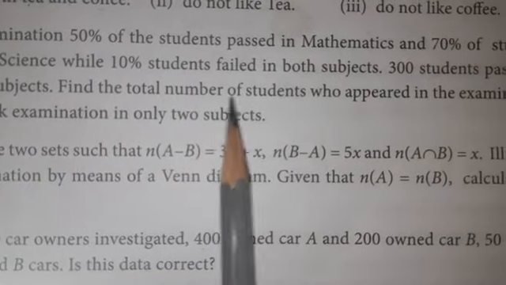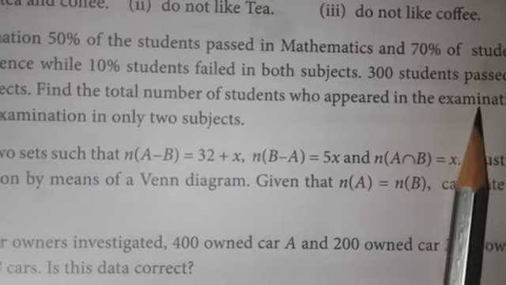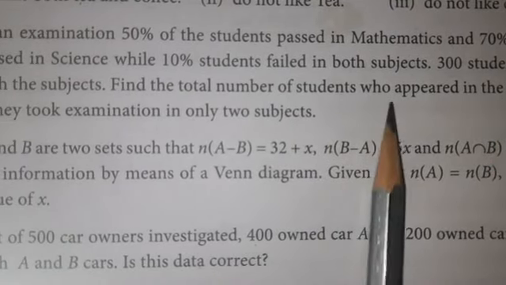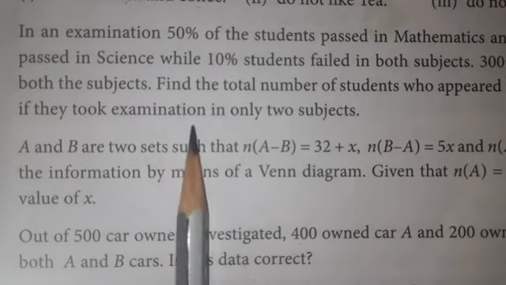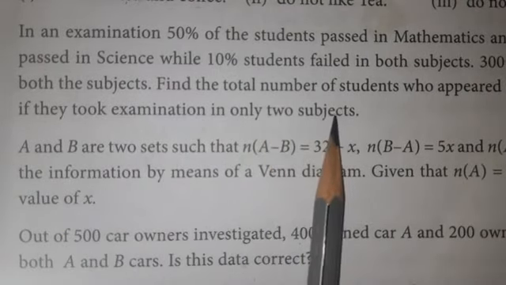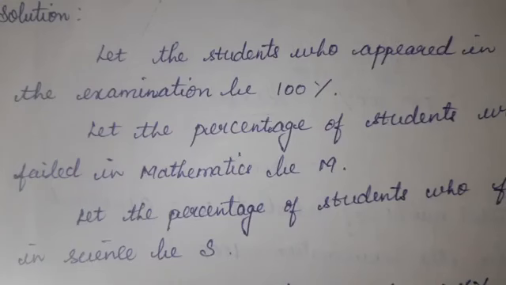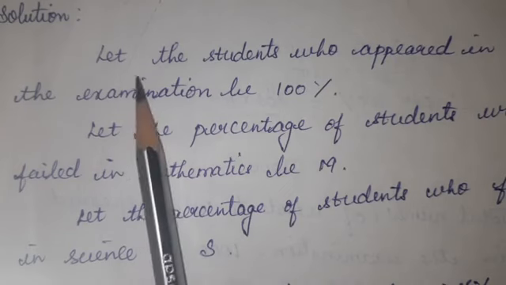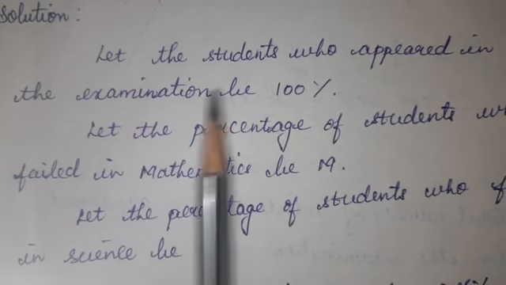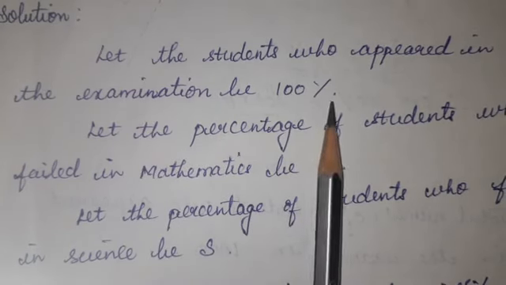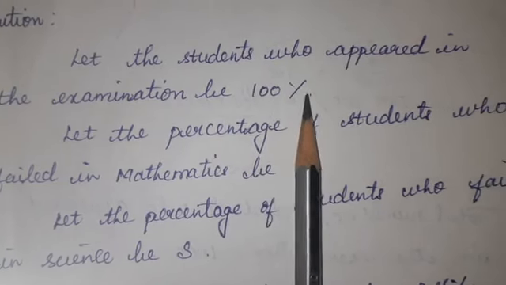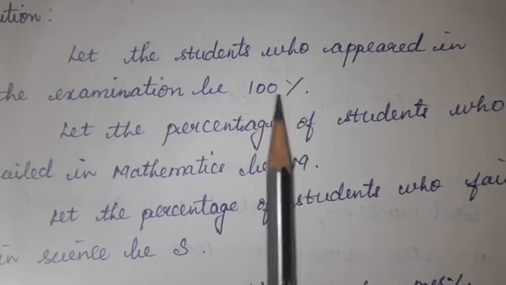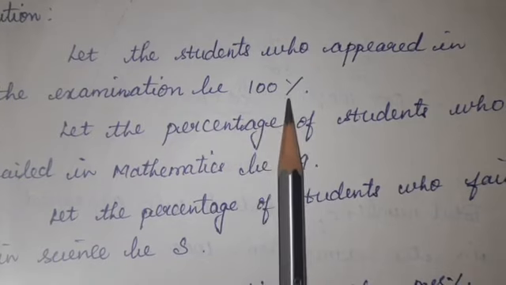Find the total number of students who appeared in the examination. Our question is the total number of students who all appeared in the examination, if they took the examination in only 2 subjects. Solution. Here they gave percentages, so first I am taking, let the students who appeared in the examination be 100%. We don't know that, so we should assume it is 100% because the others they gave as percentages.